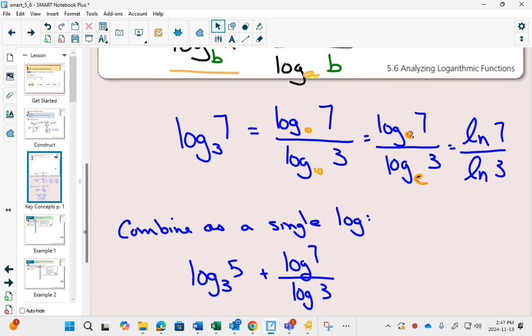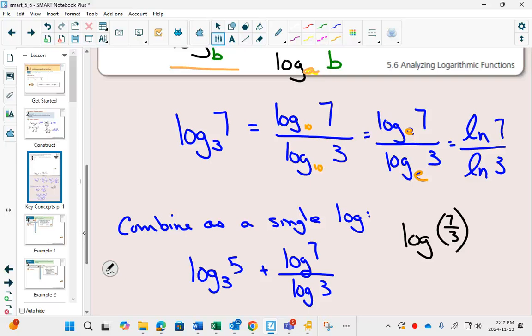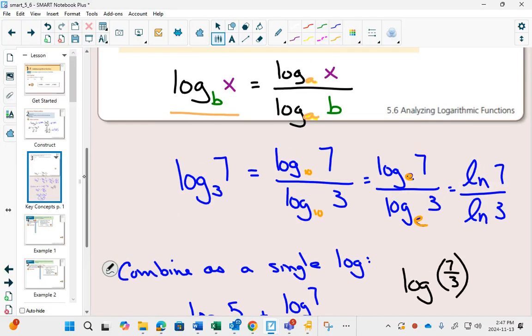And you could get questions like this one. It says combine as a single log. So this is a simplify. And it's important to recognize that log 7 divided by log 3 is not the same. If you have dividing inside of a log, there's a log law that says you can subtract. But if you have a log divided by a log, the only thing you can do is say, I have the right-hand side of this formula.